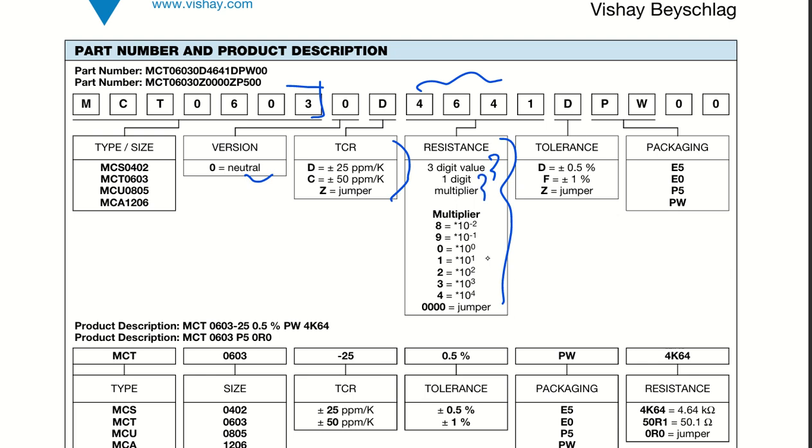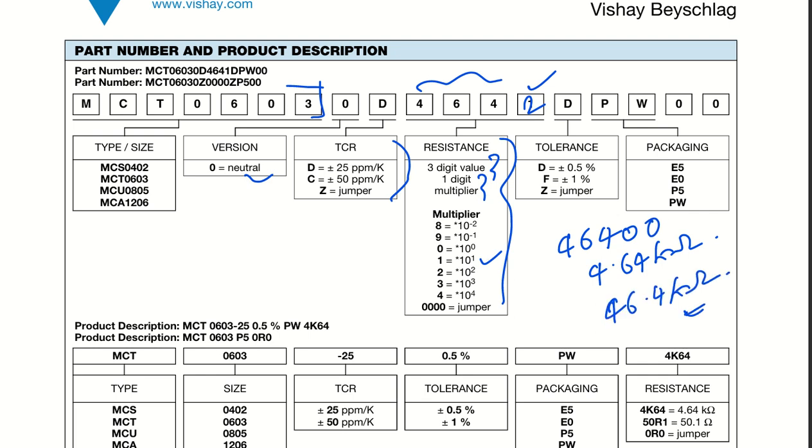It is saying the first three values are a 3-digit value and 1-digit multiplier. So 464 and the multiplier is 1, which means 10. Multiplied by 10, that is going to be 4.64 kilo ohm. This is the understanding. If it is written 2, then it will become 00, which means 46.4 kilo ohm. So this is the understanding. Now the other parts are almost the same.